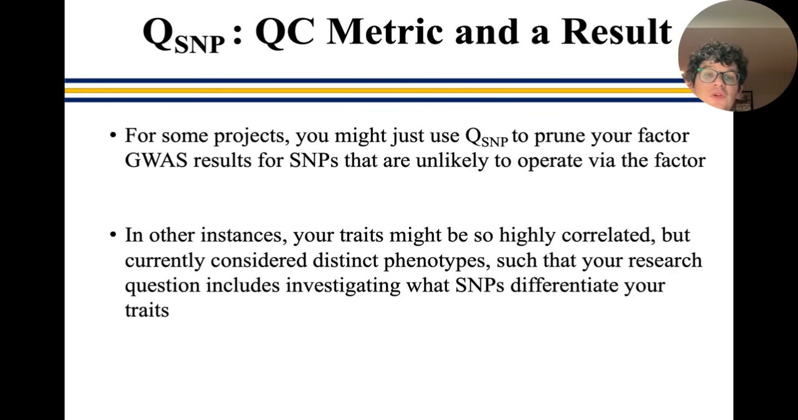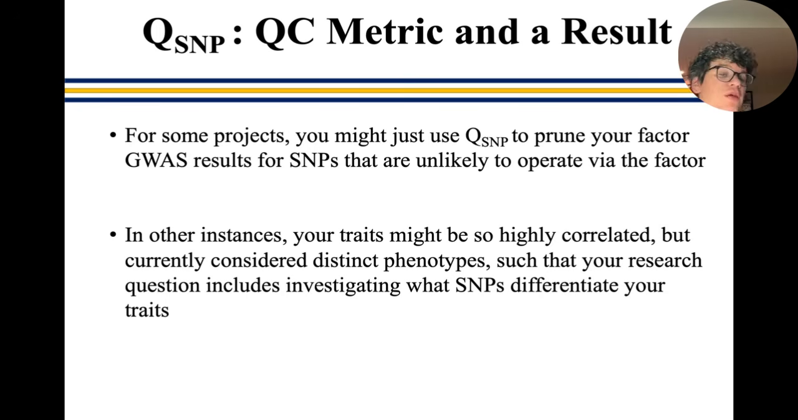As a QC metric, you would want to prune for the factor estimates, the SNP effects on the factor. You would want to prune out anything that is genome-wide significant for QSNP at a minimum, and likely the entire set of SNPs that are in LD with that genome-wide significant QSNP, because this reflects a gene region that does not operate via the factor, as indicated by the fact that a single path from the SNP to the factor does not adequately describe the relationship with the individual traits.